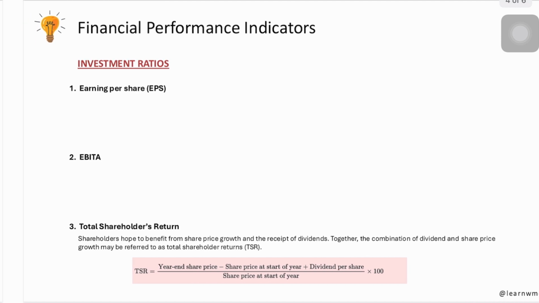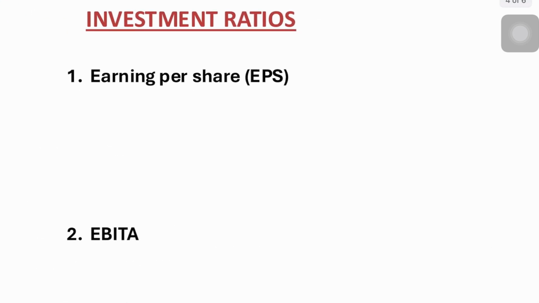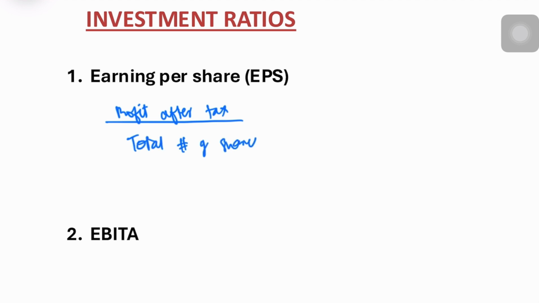Investment ratios, the first one is earnings per share. So how do you calculate this? You calculate this by profit after tax upon total number of shares. EBITDA is earnings before interest, tax.